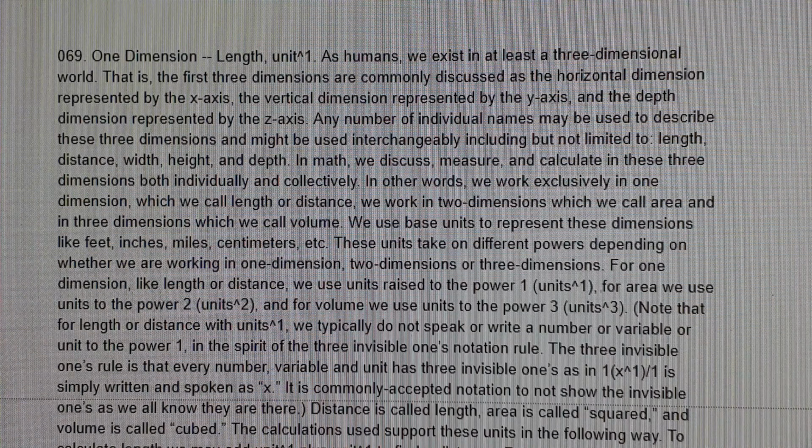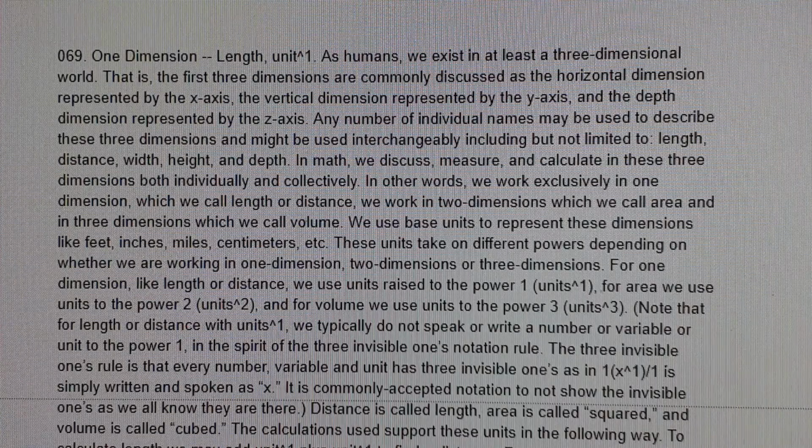Any number of individual names may be used to describe these three dimensions, and might be used interchangeably, including but not limited to length, distance, width, height, and depth. In math, we discuss, measure, and calculate in these three dimensions both individually and collectively.